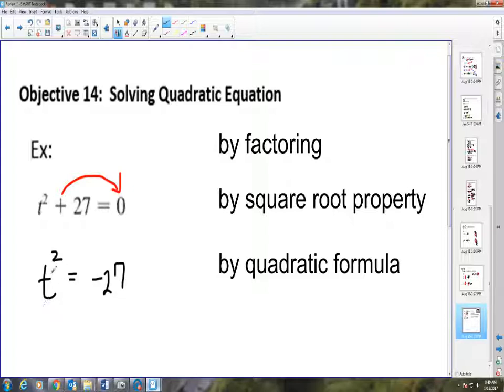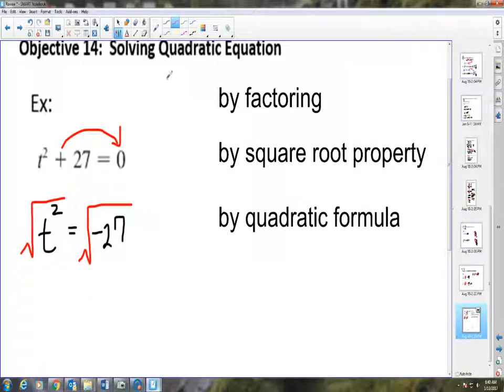Alright, to get t by itself, we will take a square root on both sides, because square and square root will cancel out. When I take a square root on my right hand side, I will put the entire negative 27 inside the square root. Square and square root cancel out, my answer t equals, and when I take a square root on both sides, my answer will always be a positive and a negative. Do not forget, your answer will always be a positive and a negative.